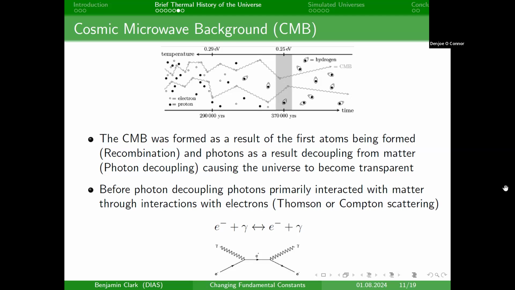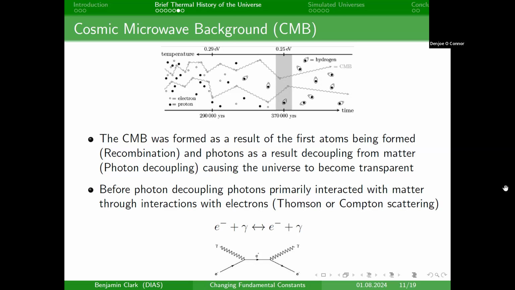That then means that the mean free path of the photons becomes longer and longer, and we say that the photons decoupled from matter. So this actually causes the universe to become transparent. And so the last scattering is what we see today, when the photons have decoupled and their mean free path is longer than the horizon length.